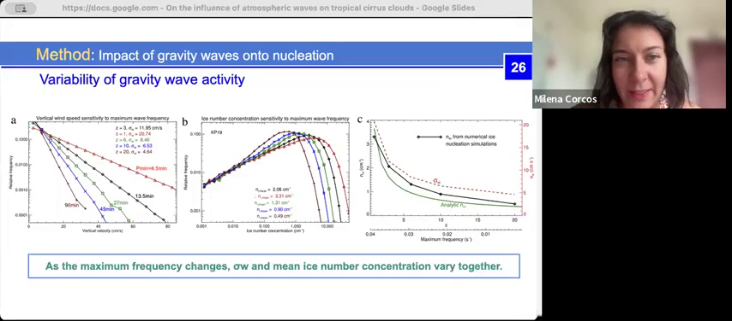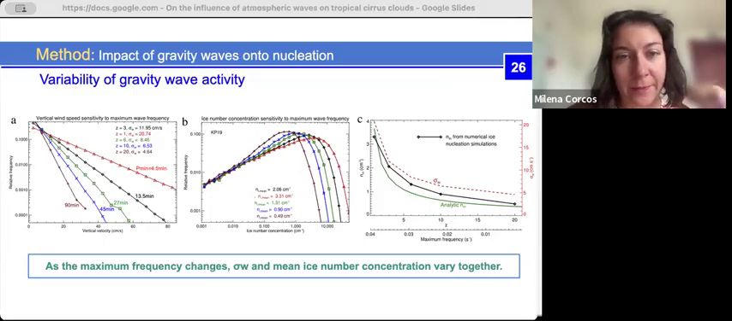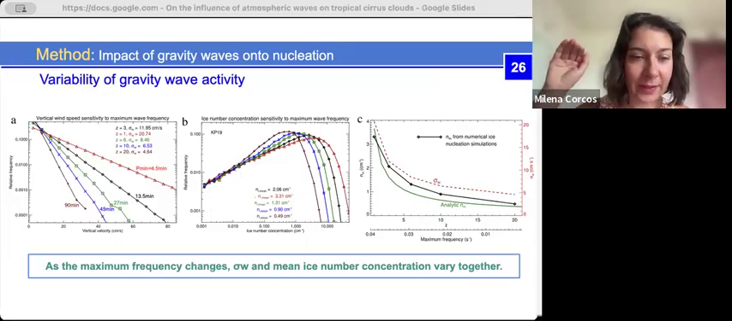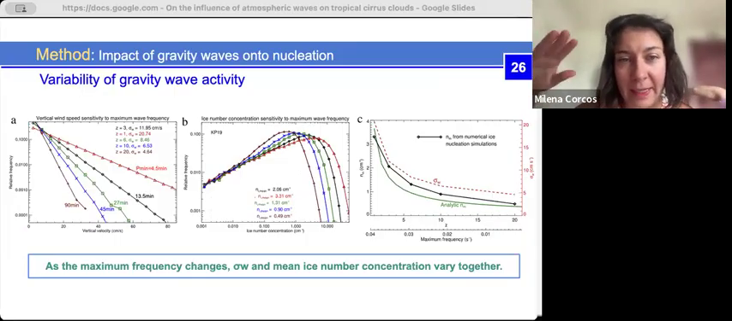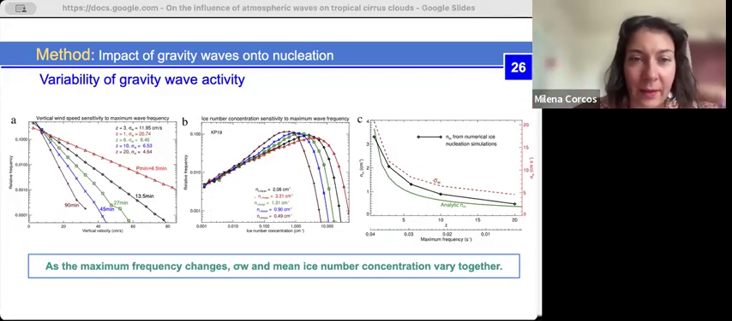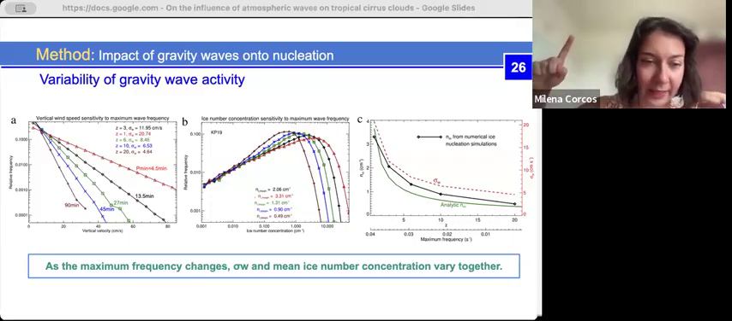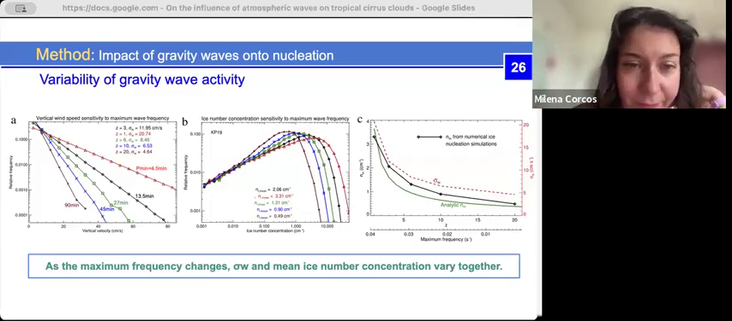So we decided to investigate what would be the impact of omitting the highest frequency waves onto homogeneous nucleation. So we used again this KP19 parameterization that I described a little bit earlier, because we can easily select frequencies that we want to represent. Panel A shows the impact of varying the maximum wave frequency. When we have more high frequency waves retained, the distribution of vertical velocities becomes broader. So they are carrying more of the highest vertical velocities.